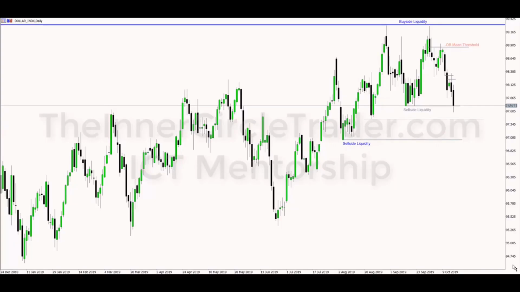October 16th, 2019. This is our midweek market review for the ICT mentorship. So we're looking at the dollar index. This is our daily chart. We finally made our way through all this price action and down into the first level of sell side liquidity. So we had that run here. That was our draw on liquidity for near term.